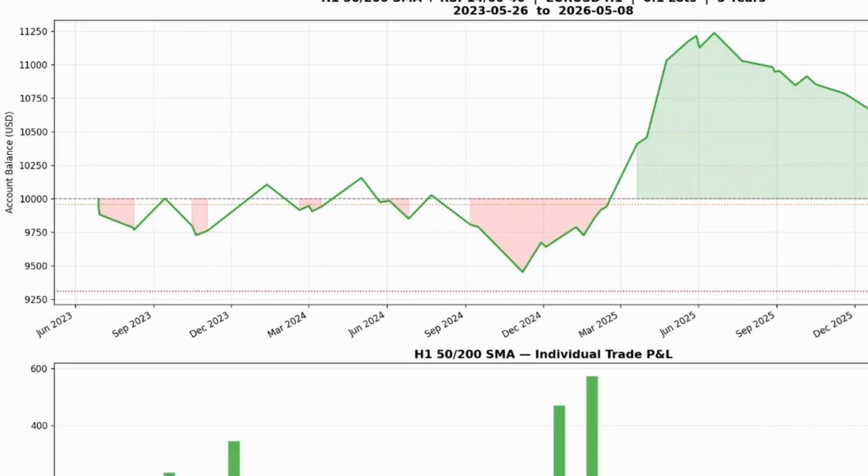And here's the comparison that tells the whole story. The red dotted line, 15 minutes time frame, 50 by 200, ends below the starting balance. The orange dotted line, 15 minutes time frame, 20 by 50, ends even lower. The green line, 1 hour time frame, 50 by 200, ends at 10,458, above where we started. Same strategy, different time frame, completely different result.